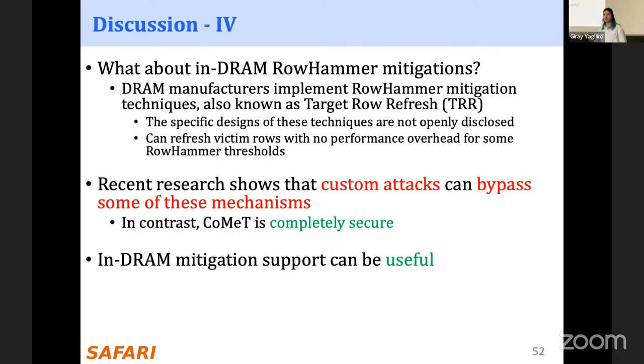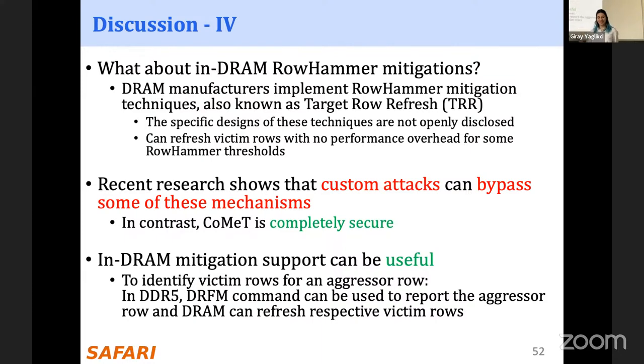From our perspective, our mitigations are in the memory controller, and I don't know everything about DRAM at that level, right? So my mitigation doesn't have a full picture of DRAM. And maybe the DRAM device has its own information about how things work inside.